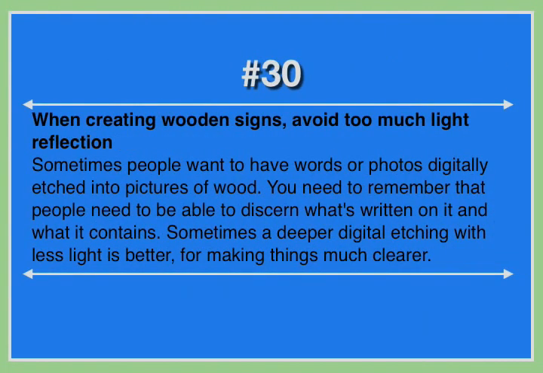Number 30. When creating wooden signs, avoid too much light reflection. Sometimes people want to have words or photos digitally etched into pictures of wood. You need to remember that people need to be able to discern what's written on it and what it contains. Sometimes a deeper digital etching with less light is better for making things much clearer.